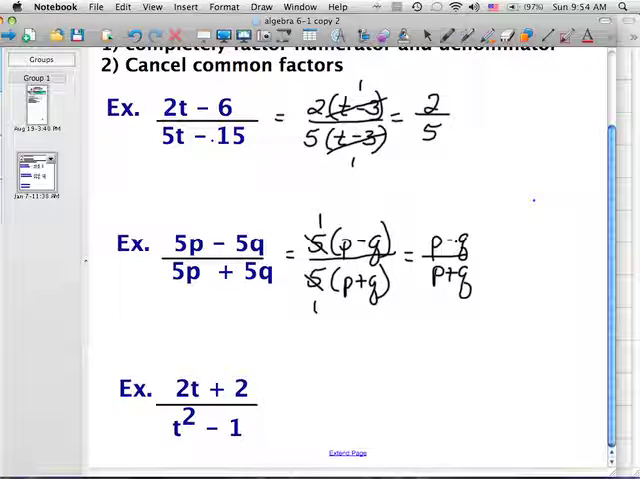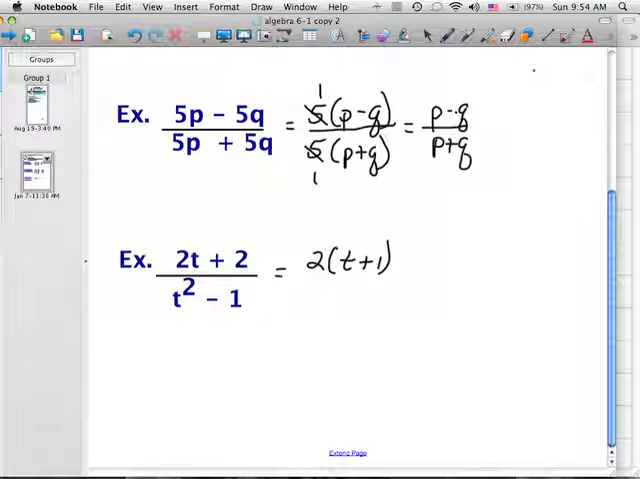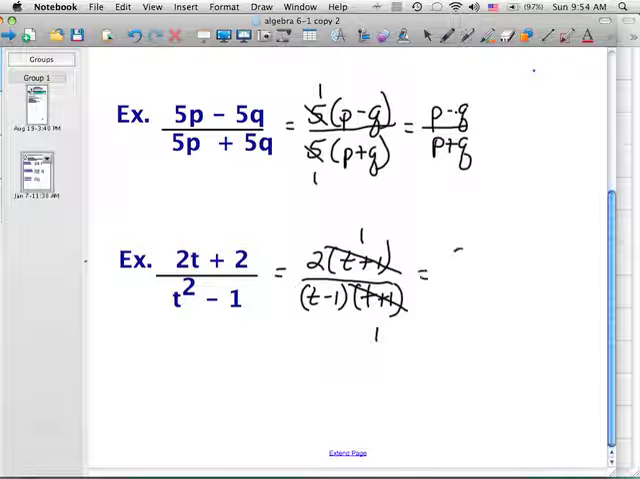And the last example, from the numerator, I can pull out a 2, and that leaves me t plus 1. The denominator is t squared minus 1. That's the difference of 2 squares. So it factors to t minus 1 and the quantity t plus 1. Now there's nothing to cancel with the 2. I can only cancel the whole quantity if they're identical. So these go out. So I have 2 over t minus 1, and I'm done.